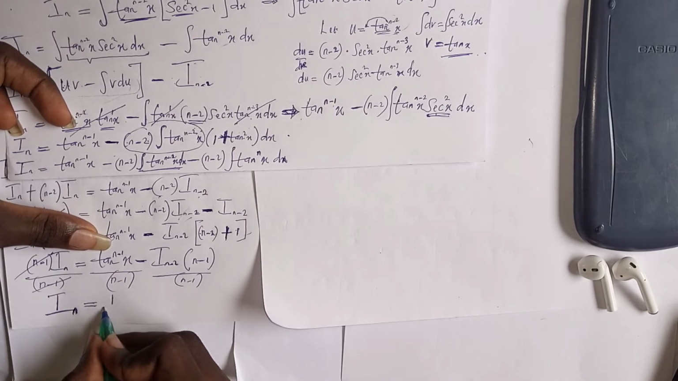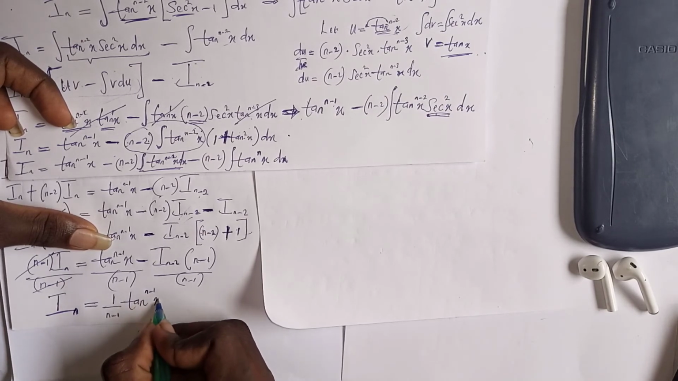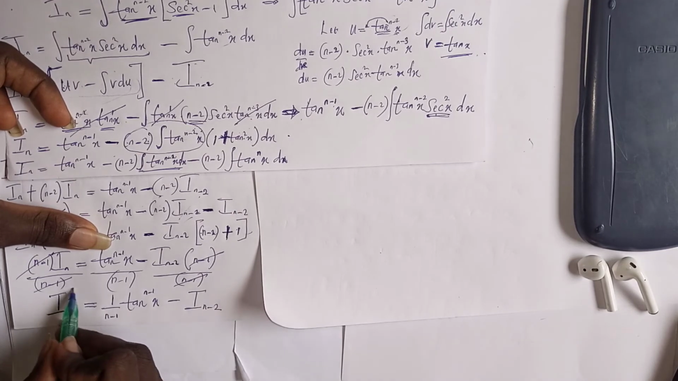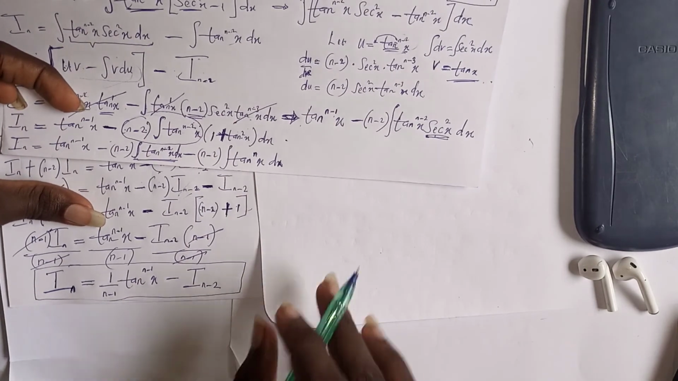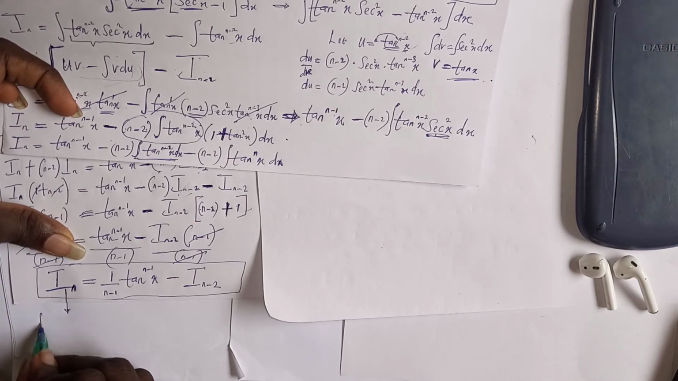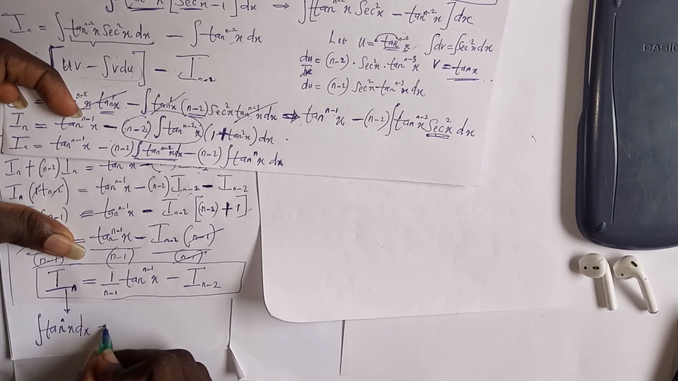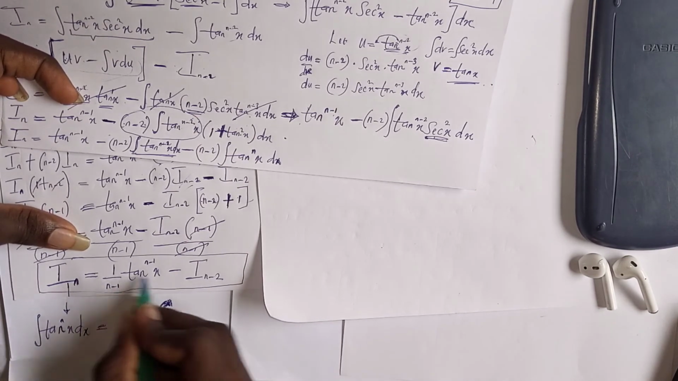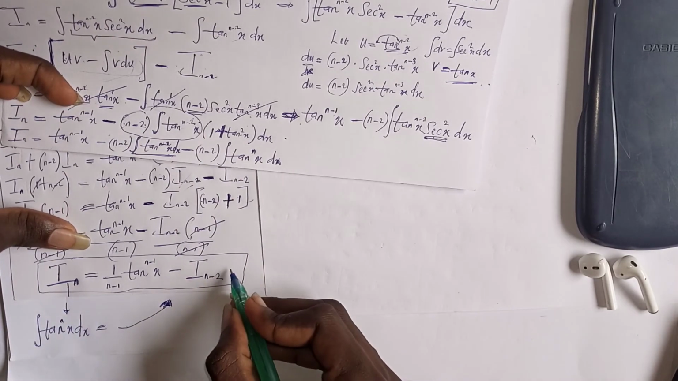I can write this thing as 1 over (n-1) tan^(n-1)(x). So this cancels this, minus I_(n-2). So this is the final answer for what we have been solving so far. So in conclusion, remember that this I_n is an assumption for the integral of tan^n(x) dx, right? Remember, and the final answer is what we have up there. Okay, this expression, and I think this is correct. Yeah, it's correct.